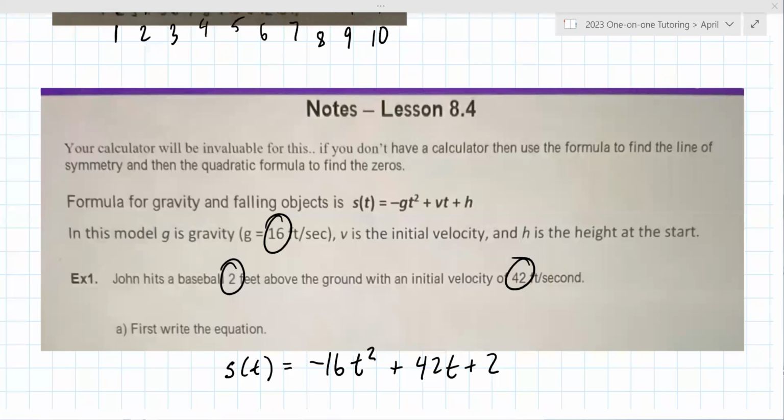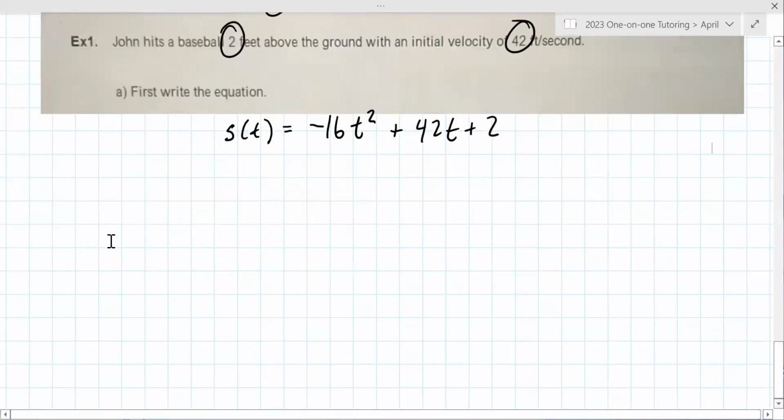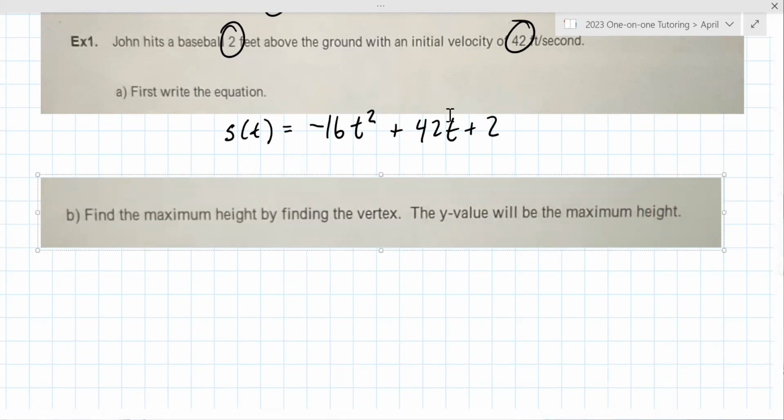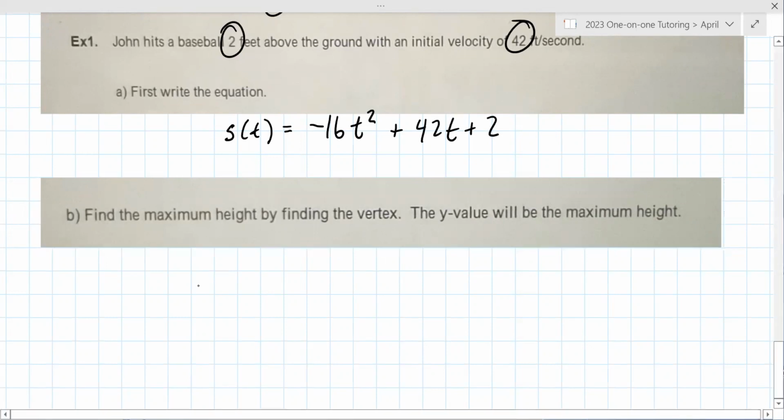Okay, so the next part here is to determine the vertex. It says to determine the maximum height by finding the vertex. So your teacher is implying that you could graph this, or we can use formulas like we've been doing. What would you like to do for this problem? Do formulas. Okay, so the formula here, instead of x, it's t, but t is minus b over 2a.